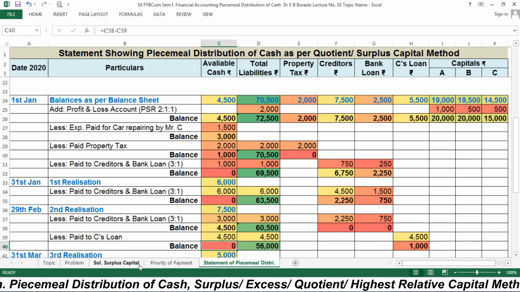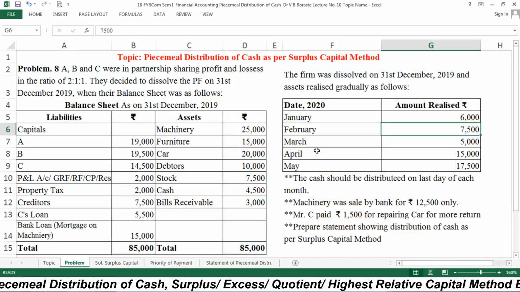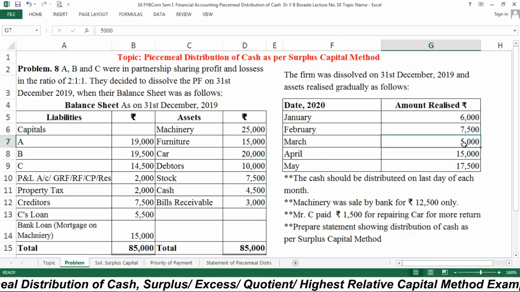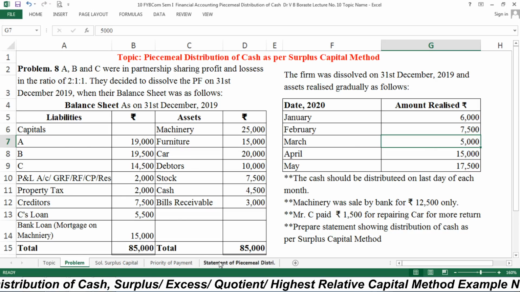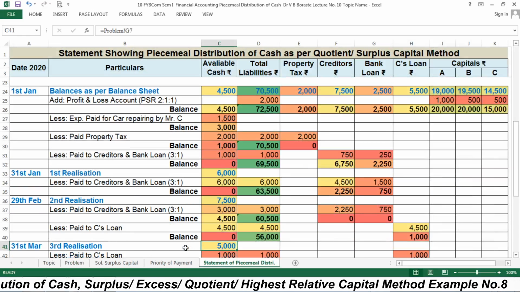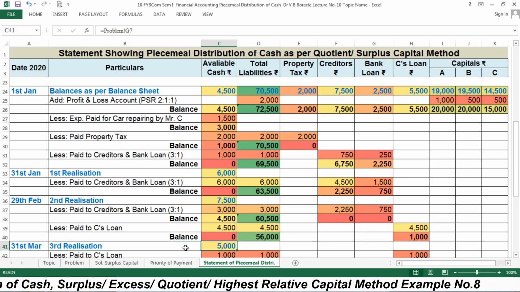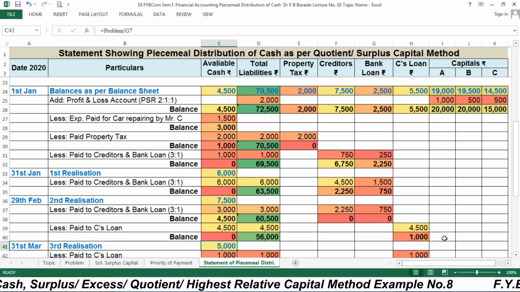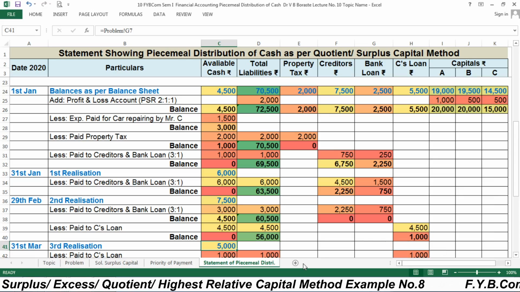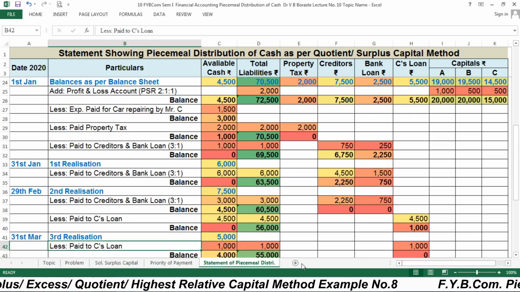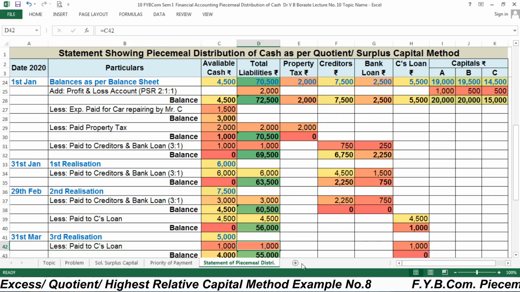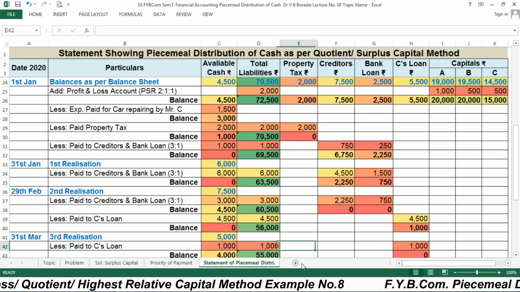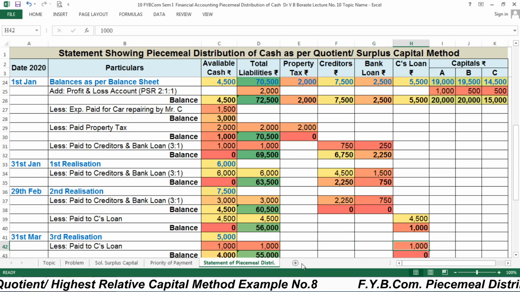Now our cash is finished, so we have to call our next realization, that is realization number 3, in March of rupees 5,000. So third realization on 31st March of rupees 5,000. Our earliest amount payable is rupees 1,000. So first of all we will pay less paid to C's loan, that is 1,000. Total liability will be reduced by 1,000 and C's loan will be reduced by 1,000.